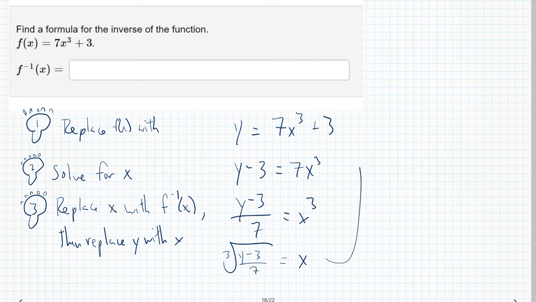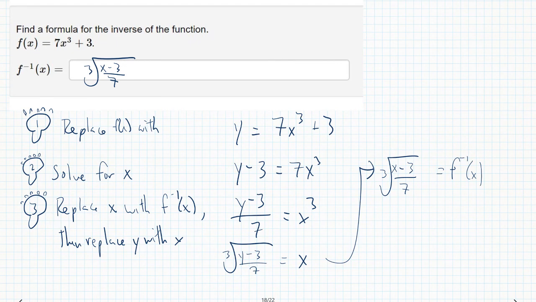notice that means that this becomes x goes to f inverse of x equals the cube root. Now we can replace y with x minus 3 all over 7. So our final answer that we'll put up here: the cube root of (x minus 3) all over 7, and you're done.